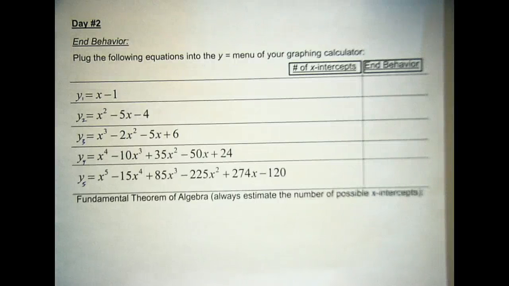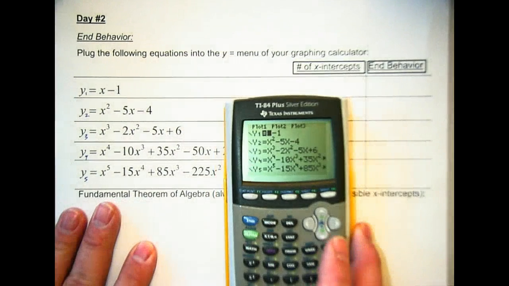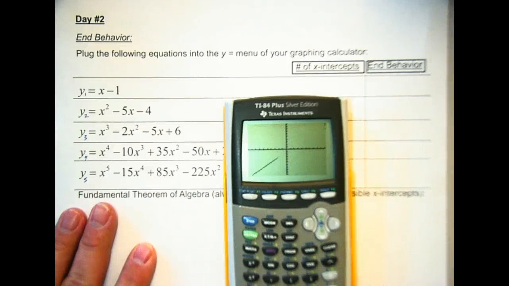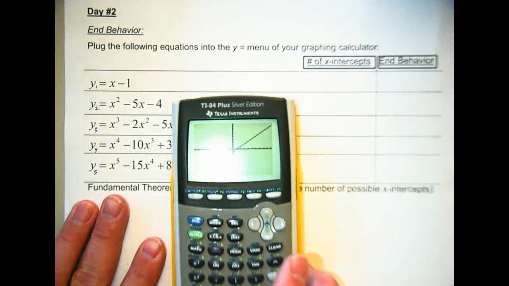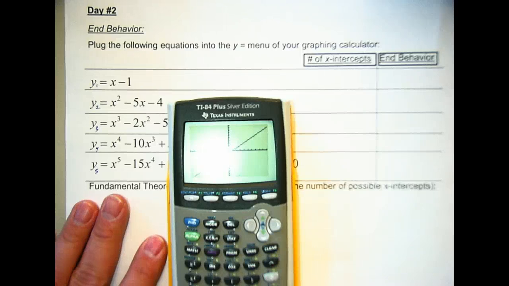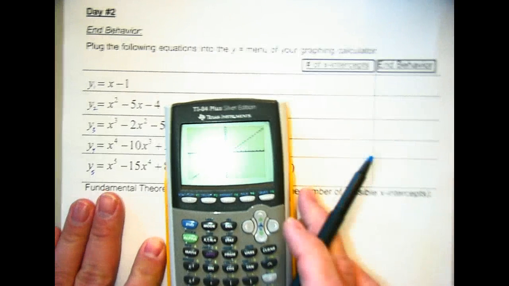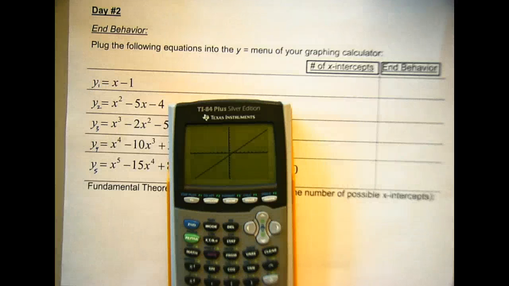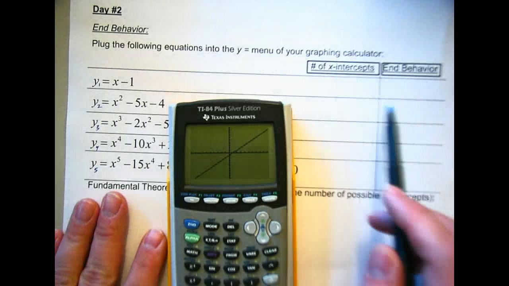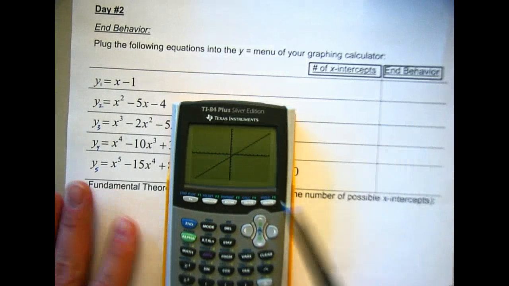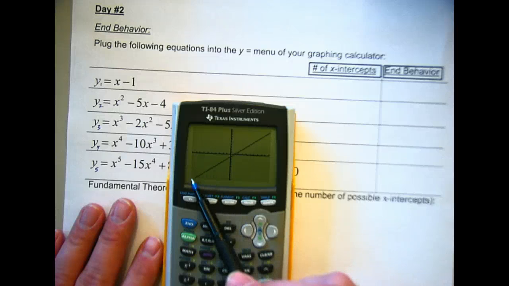Be really careful and make sure that you check those equations accurately. Okay, so once you have them in, for instance, if I turn on the y sub 1 and I hit graph, the graph of that looks like so. And I need you to write down on your paper what the end behavior is and the number of x-intercepts. End behavior just means where does your graph start and where does it end.